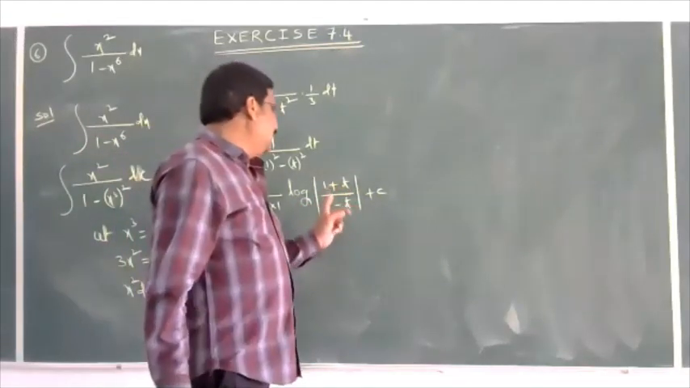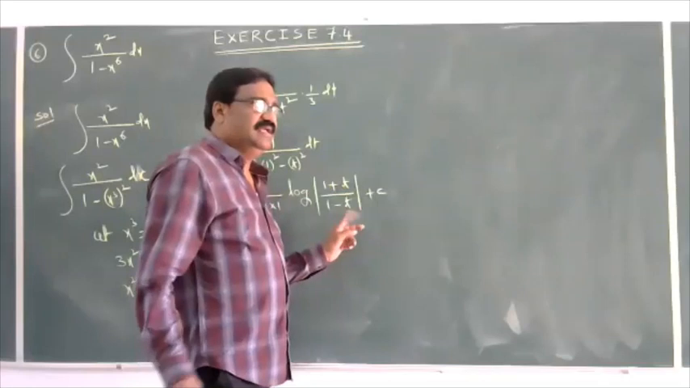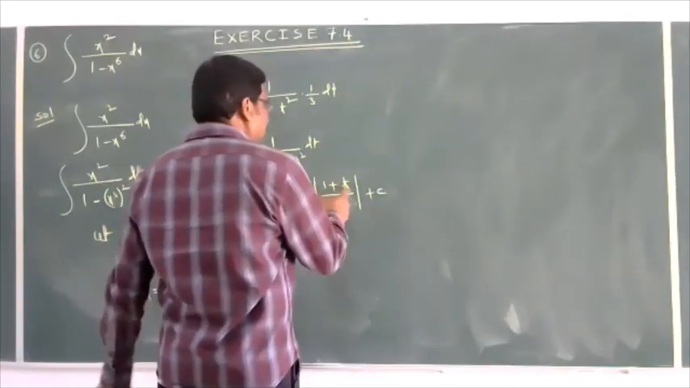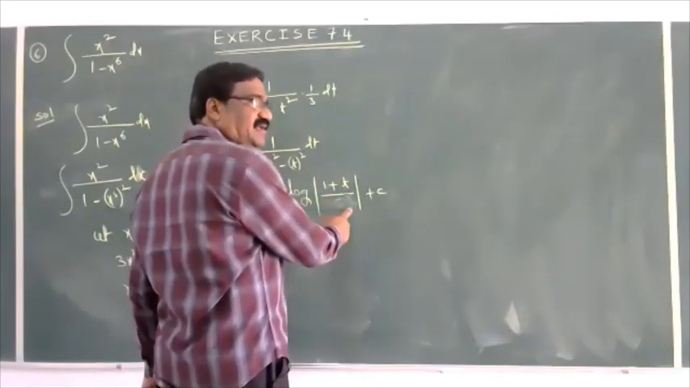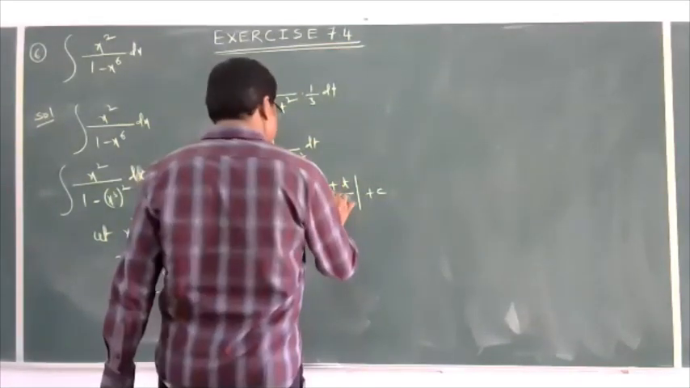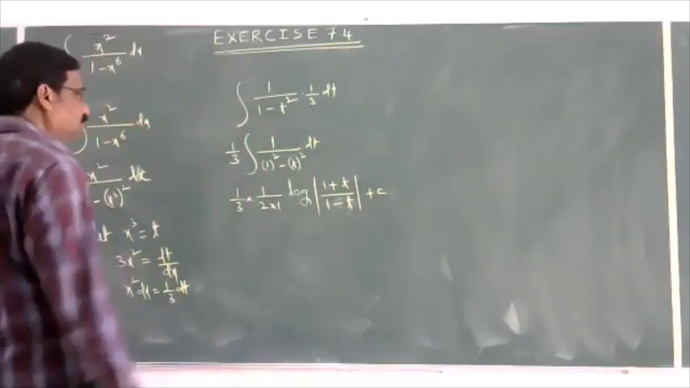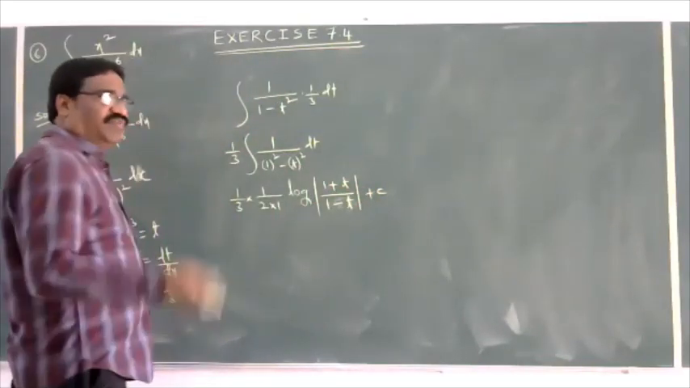A plus x by a minus x. A plus x by x minus a. Write each formula 5 times.